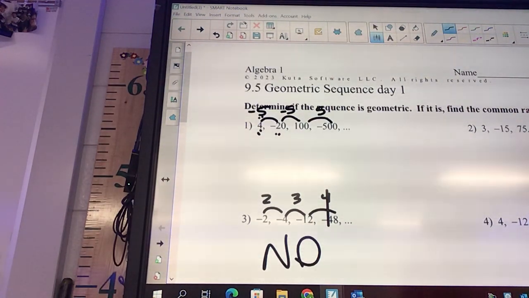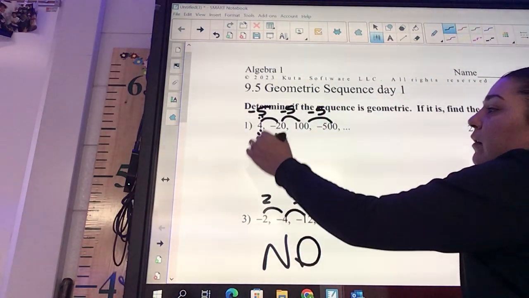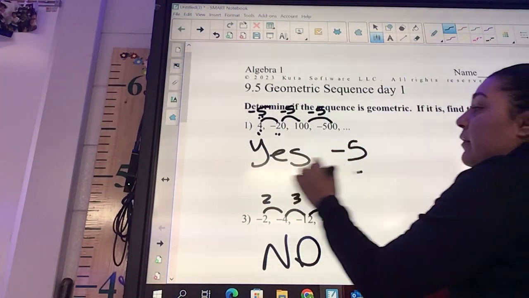So is this a geometric sequence? Yes, all our numbers are going to be the same. And what is my common ratio? Negative 5.